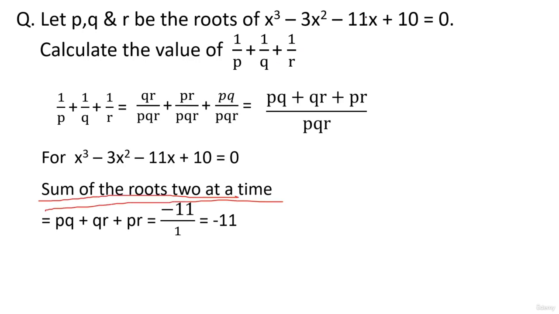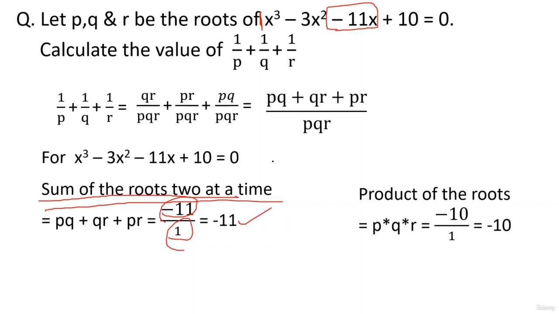It is the coefficient of x divided by the coefficient of x cube. So it is minus 11 divided by 1, it's minus 11. And guys, what does pqr denote? pqr denotes the product of the roots, which is nothing but the constant term with a minus sign divided by the coefficient of x cube. Minus 10 divided by 1, minus 10. That's all. Now we just need to substitute. pq plus qr plus pr is minus 11 and pqr is minus 10. The required answer is minus 11 by minus 10, 1.1. As simple as that.